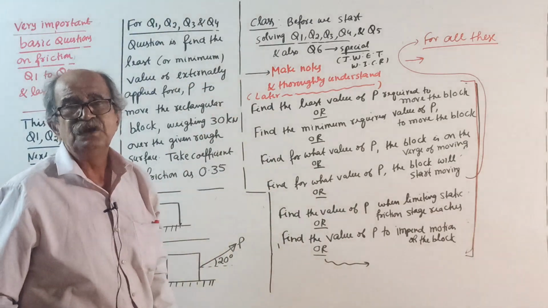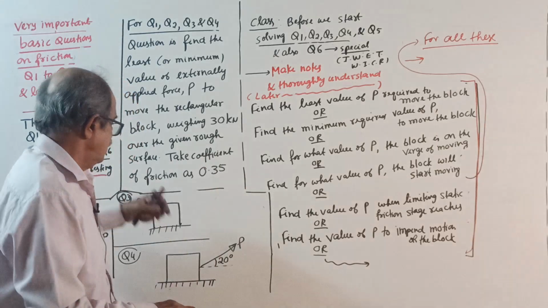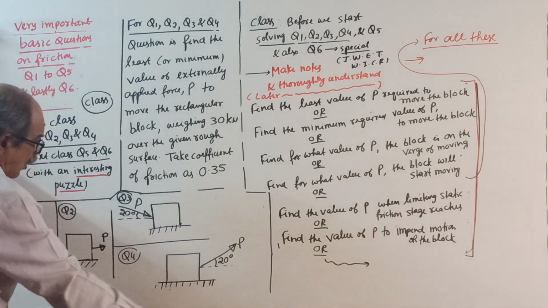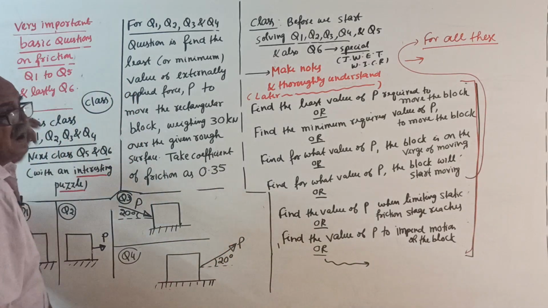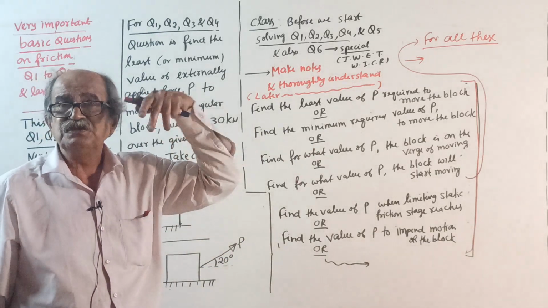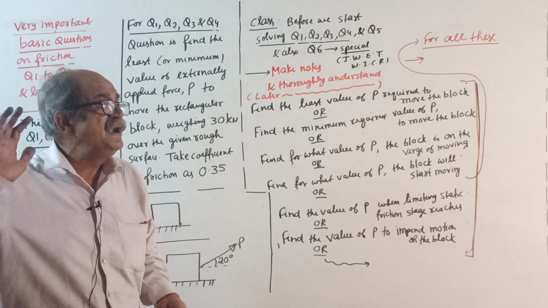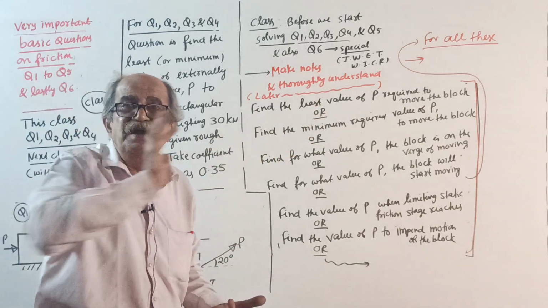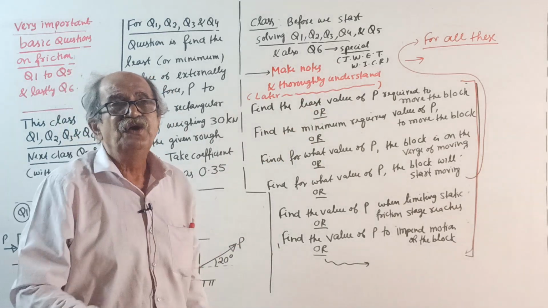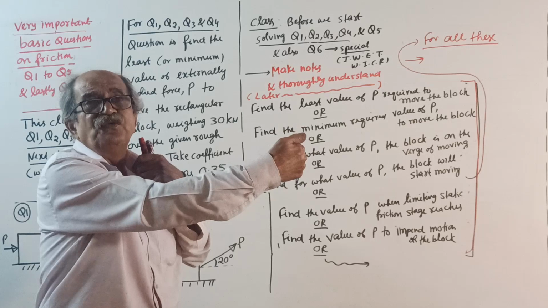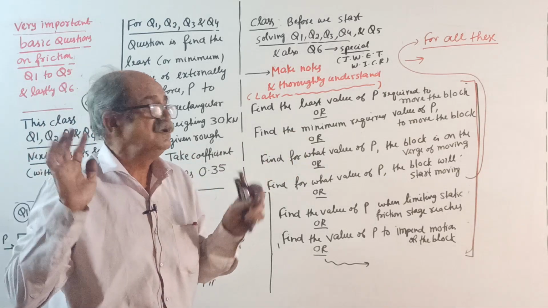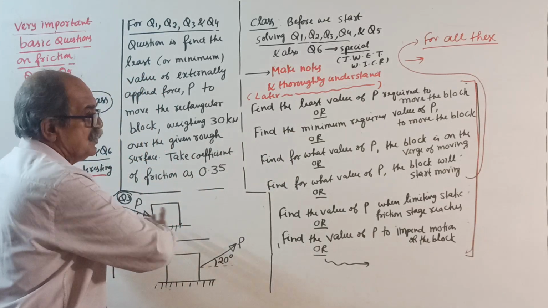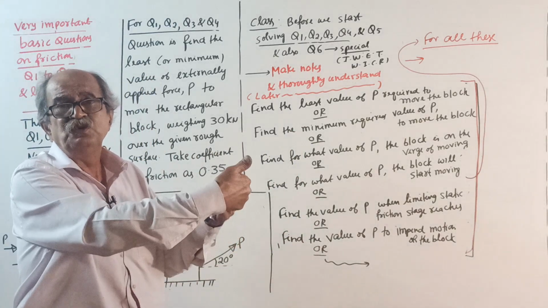The answer is the same. So in today's class, make a note: all the 4 questions today and the 5th question and also the 6th question, our movement of the rectangular block is to the right side. Make a note, it is to the right side. So everywhere the frictional force will be opposite, to the left side. Make a note: the tendency of the force is to move right side, the frictional force is to the left side.